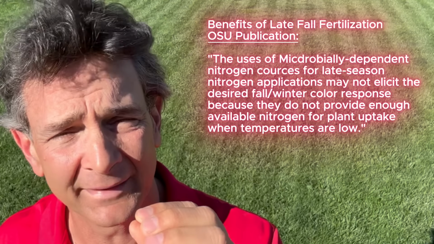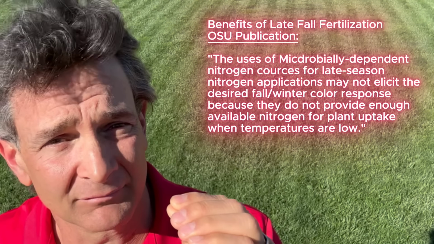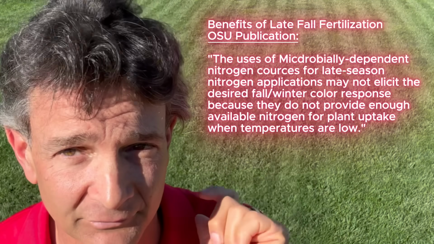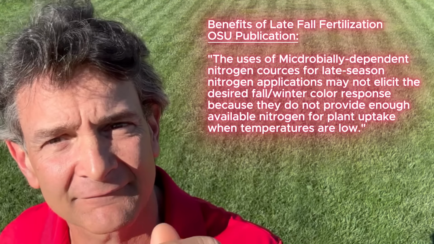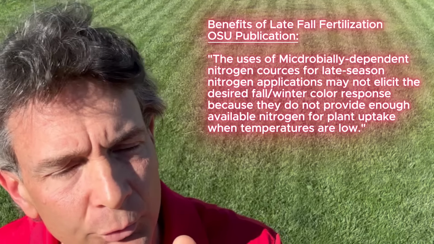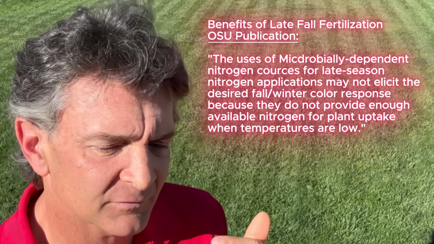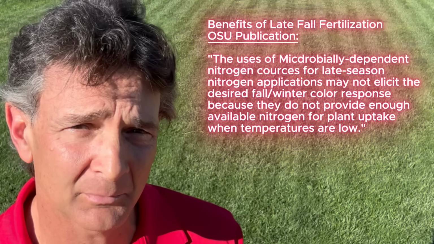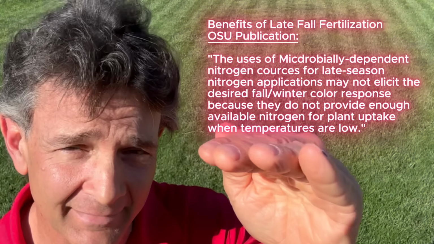Reason being is one, biological activity doubles for every increase of 10 degrees. Therefore, it cuts in half for every 10 degrees it gets colder. So what happens is if you have a fertilizer out there that needs microbial activity to break down before becoming available to the plant, at 70, it's at a certain level. At 60, it's half that. At 50, it's half that again. At 40, it's half that again.